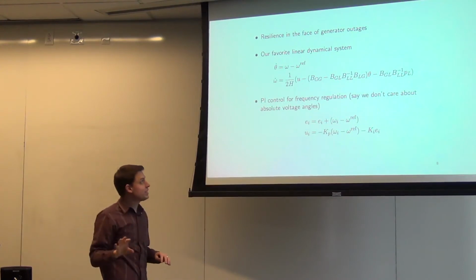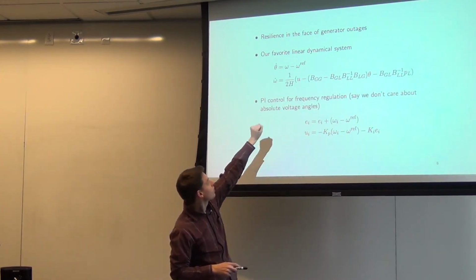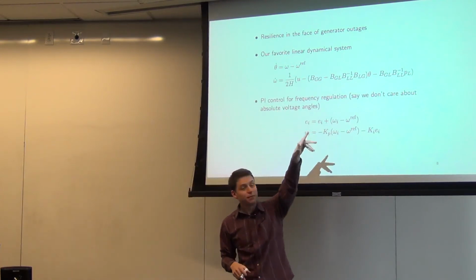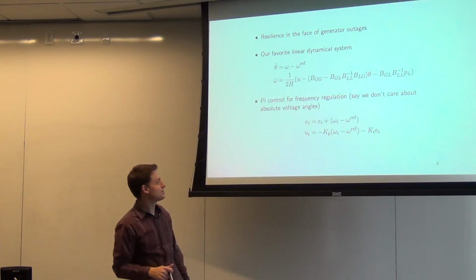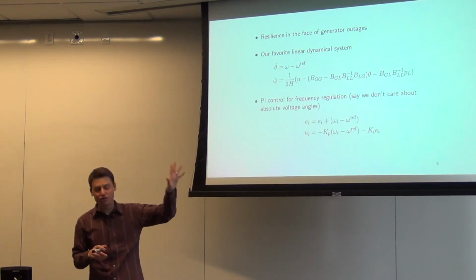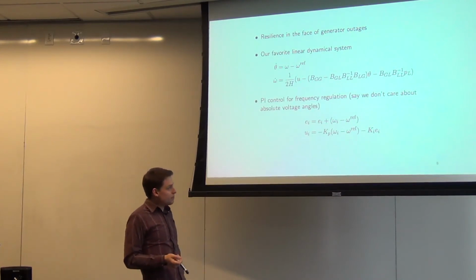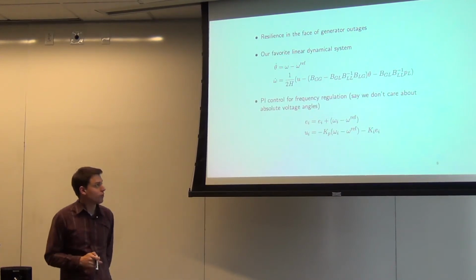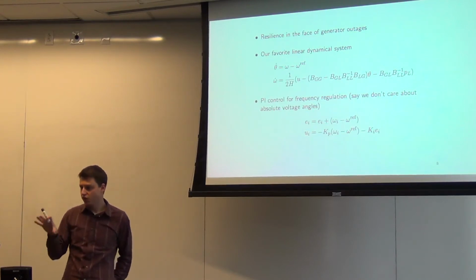And one way we can see what happens here very clearly is, let's take our favorite dynamical system now that you're all very familiar with and very experienced with. This is just equations of motion for these generators and a DC power flow approximation. And let's look at a simple controller that just does frequency regulation. So here we actually don't even care about tracking the absolute angle.